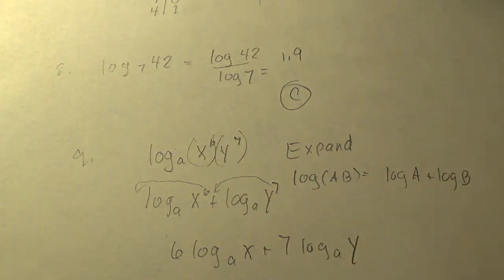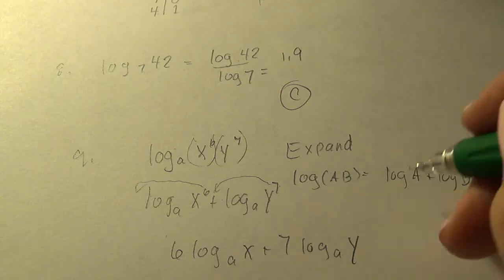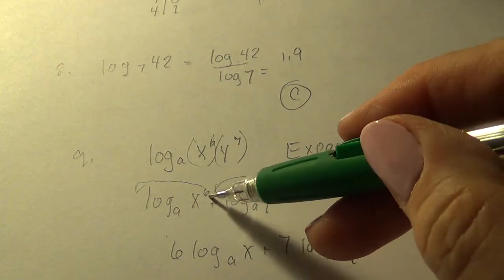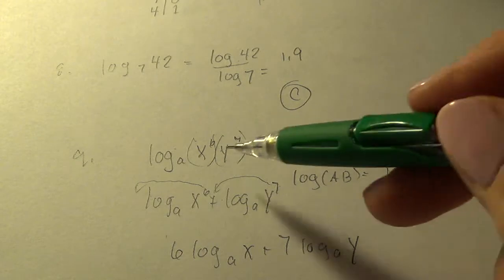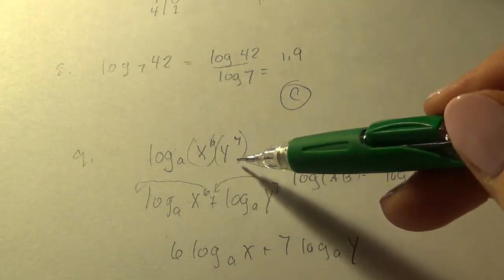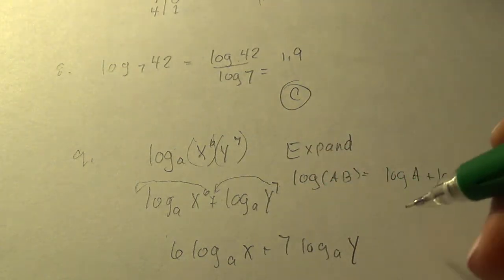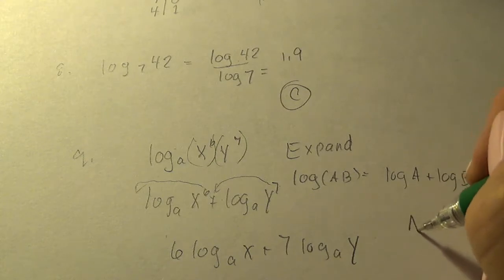All right, so that looks like the answer is A. And it's totally expanded when all the exponents are coefficients and there are no log arguments multiplied or divided any longer. So that looks like answer A.